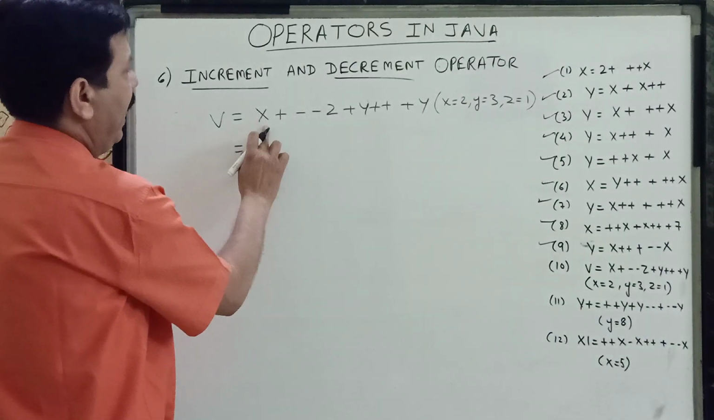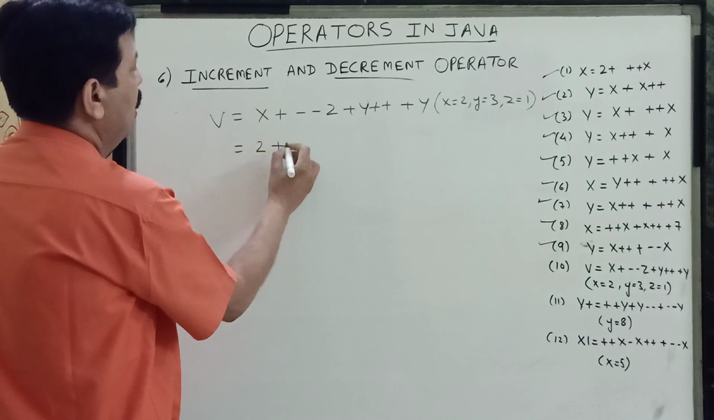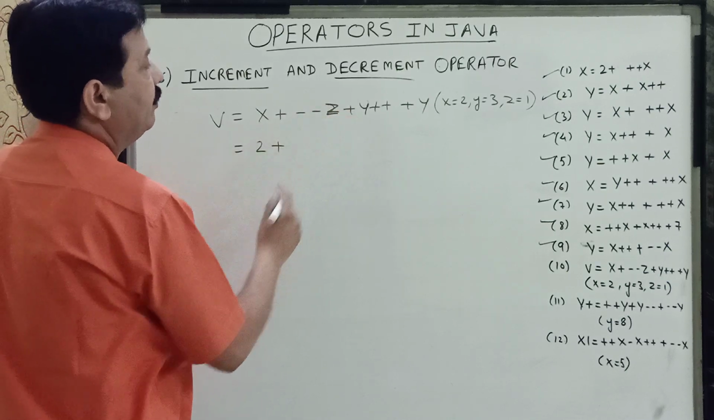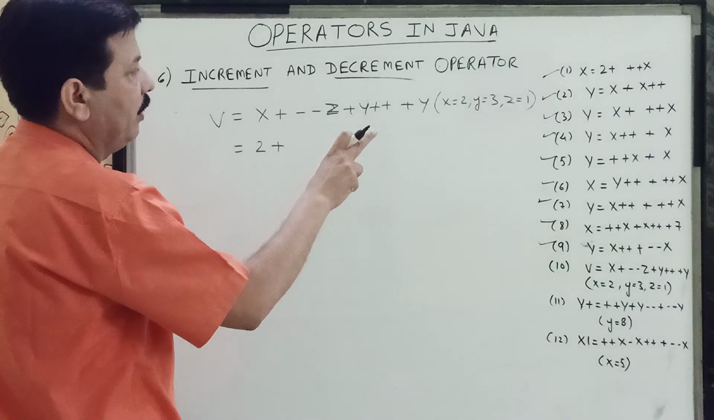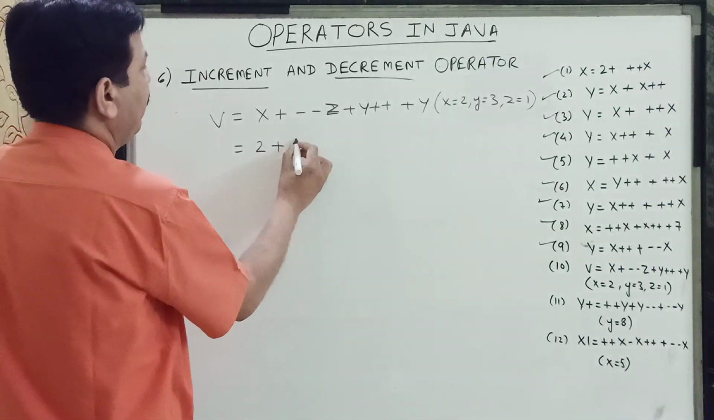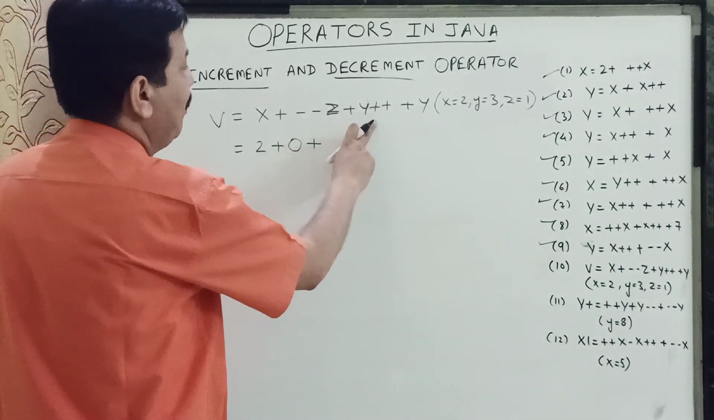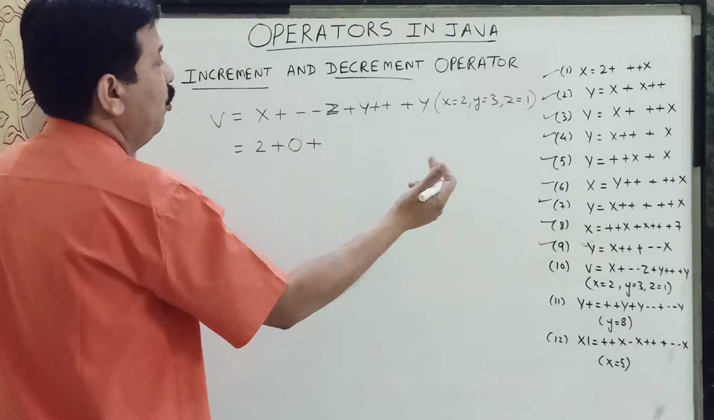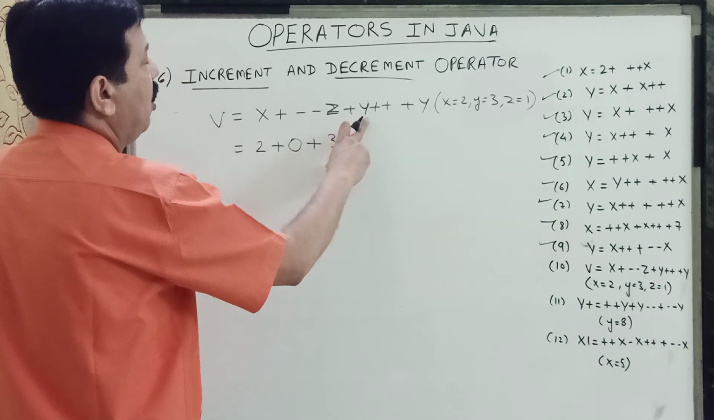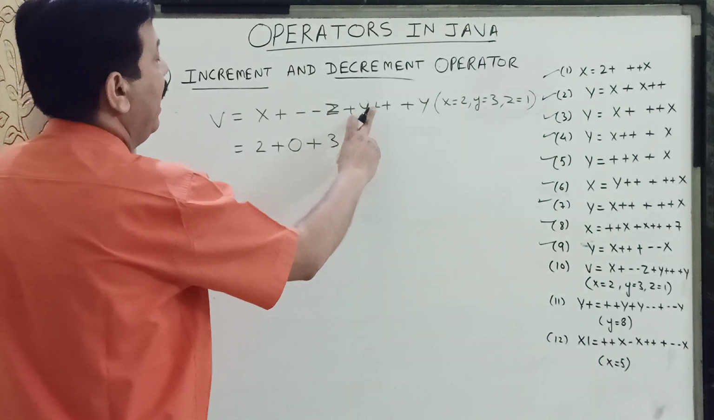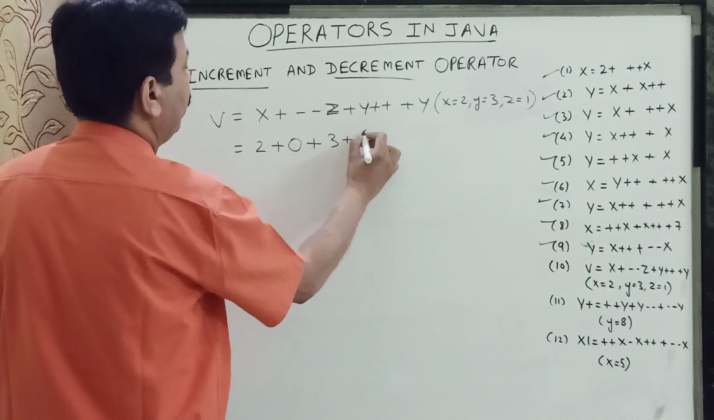So what we'll do, we will put the value of x as 2. Then it is --z. Z is already 1, so it becomes 0. And then we have y++. So y++ is post. So 3 will be used, but now children, its value is increased. And again when we add y, it becomes 4.